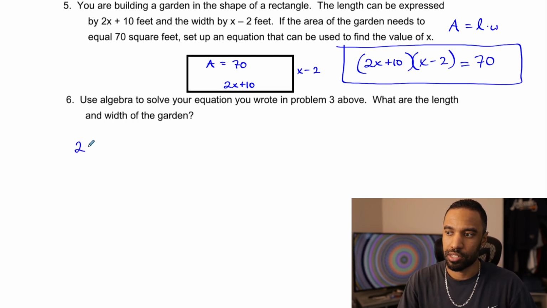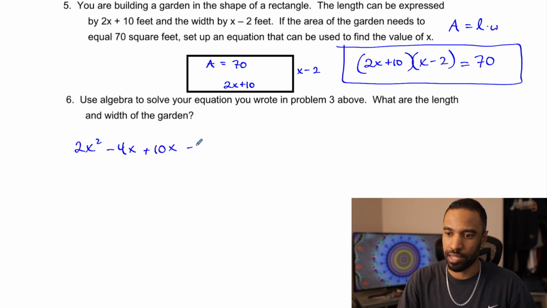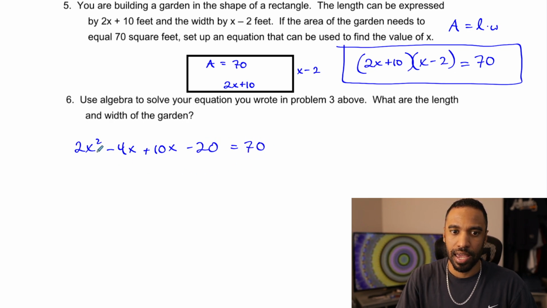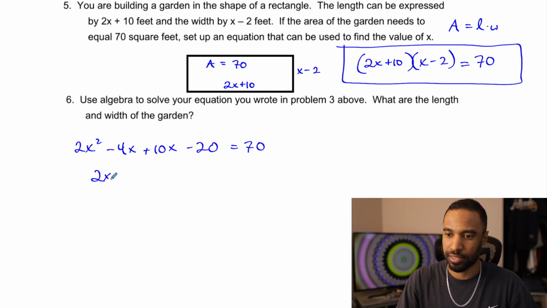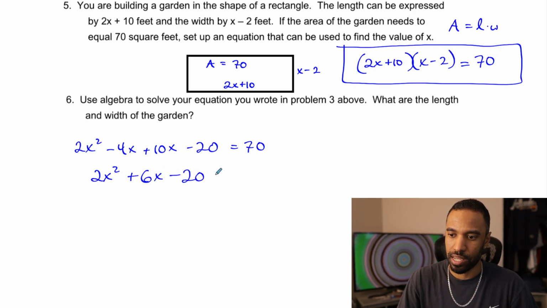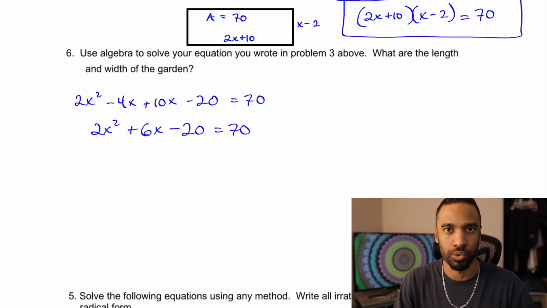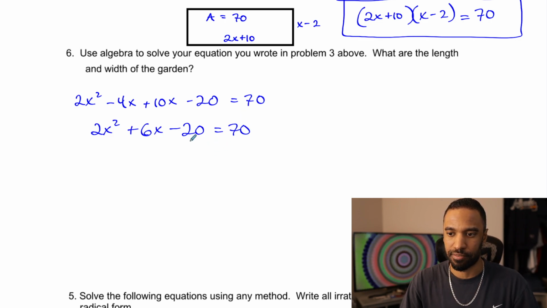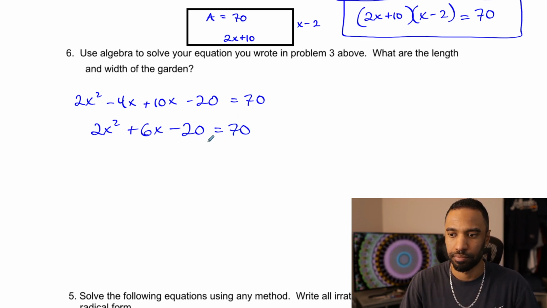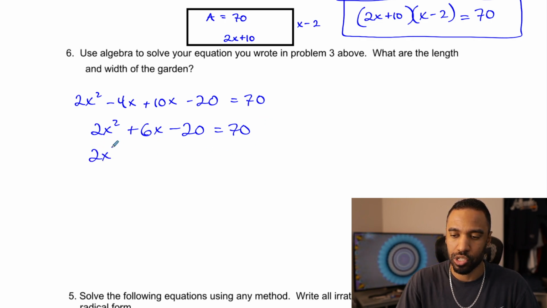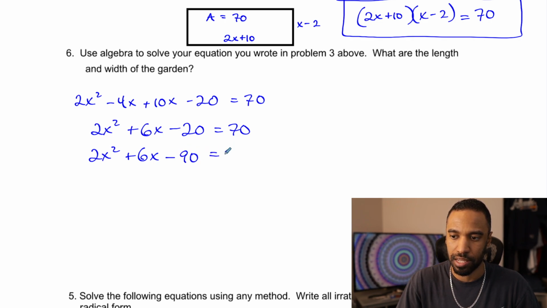this. So that's foiling. It's 2x squared minus 4x plus 10x minus 20 equals 70. And then negative 4x plus 10x is 6x minus 20 equals 70. Before I proceed any further, I can divide everything by 2. Let me do that in a second. Let me subtract the 70 over, just in case something else can... No, I can't. I subtract 70 over, I'll get 2x squared plus 6x minus 90 equals 0.